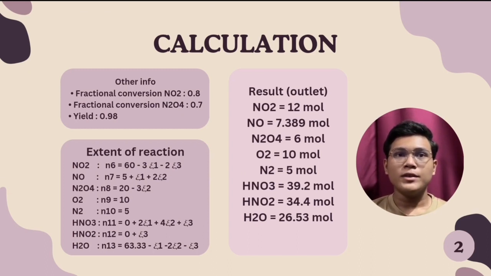For this part in our project, we use the extent of reaction method to calculate the outlet for this reactor. The other information is used to help solve all the equations. Once the value of the extent of reaction for each chemical reaction is found, you can calculate all the outlets based on the extent of reaction equation before. As you can see in the middle of the slide, there is a result for the outlet of this absorption tower.